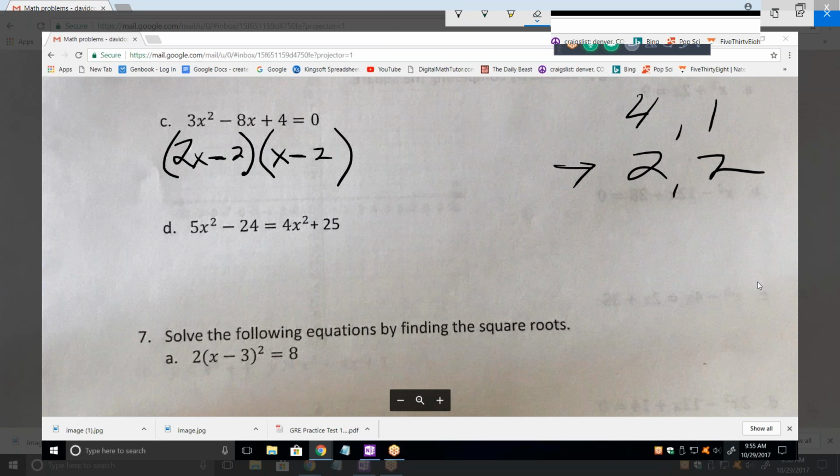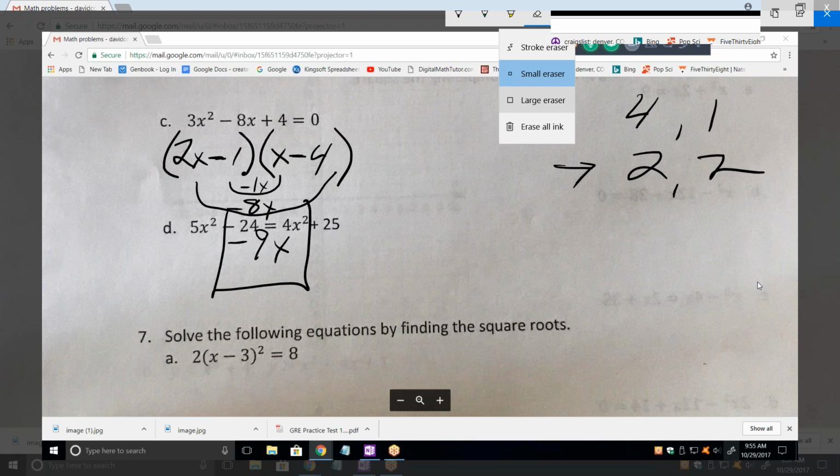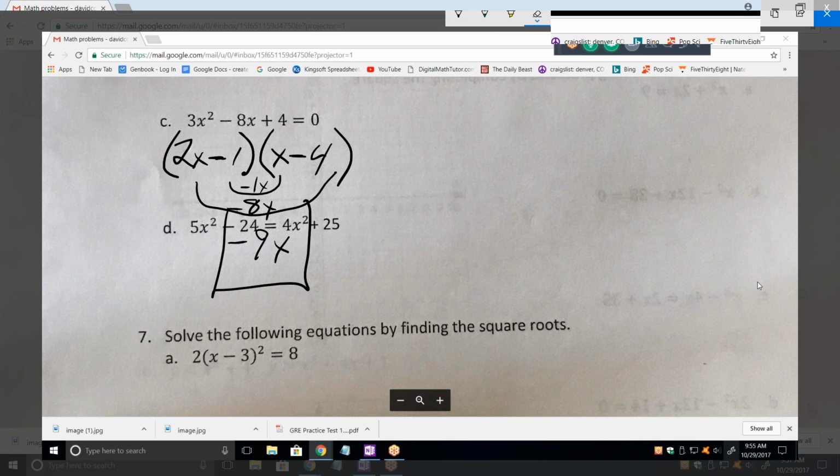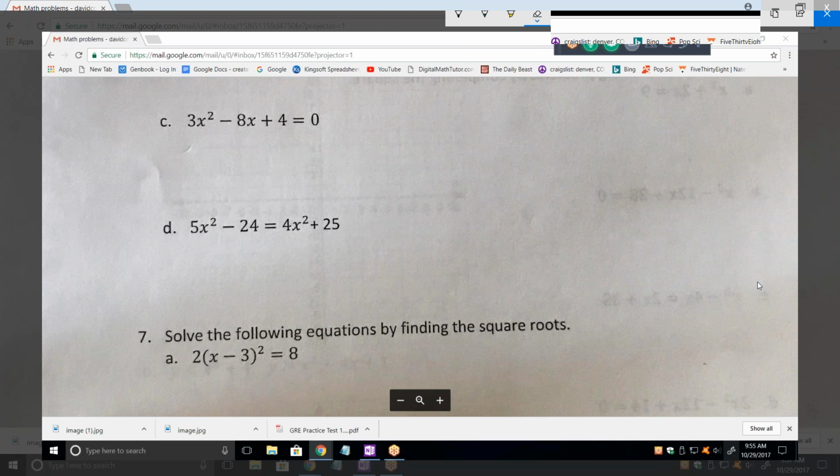So I'm going to try 4 and 1. I can tell by looking at the middle number 8 that I've got to somehow get up to 8. I'm not going to do it if I put the 4 here and the 1 there. So let's try the 1 there and the 4 there. Darn, that produces minus 1x minus 8x. That gives me a middle term of minus 9x. There is no other way to do this factoring. In other words, I can't split up the 3x in any other way, and I can't split up the 4 in any other way. Therefore, I can't factor it using normal quadratic factoring. And I have to turn to the quadratic formula.